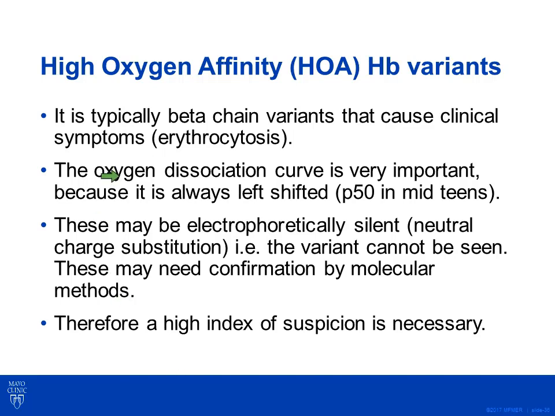Getting back to the critical need for the oxygen dissociation curve, even if we don't see a hemoglobin variant, but we have an altered left-shifted oxygen dissociation curve, we would need to confirm this by molecular methods. So you can see that a high index of suspicion is necessary. A negative hemoglobin electrophoresis result without performing the oxygen dissociation curve is not sufficient.